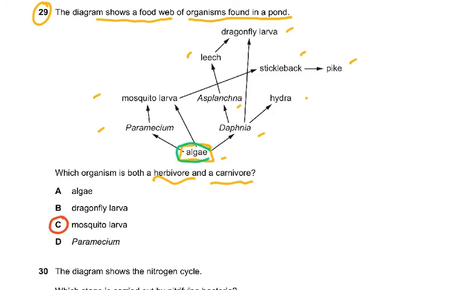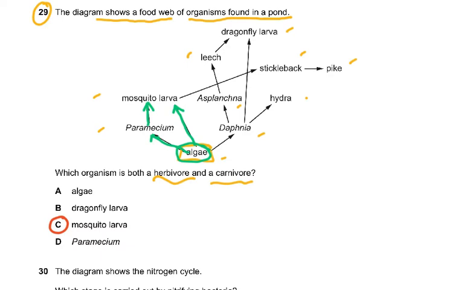Algae is the plant matter. So the arrows coming out of algae are here. But the algae is also eaten by the paramecium, and the paramecium is also eaten by the mosquito larva. So when the mosquito larva is having the algae, it is a herbivore. But when it is eating the paramecium, it is a carnivore. Now that is the only one which was doing that. The other ones are not.